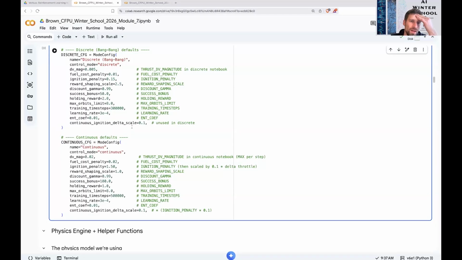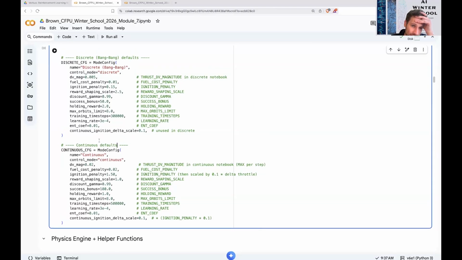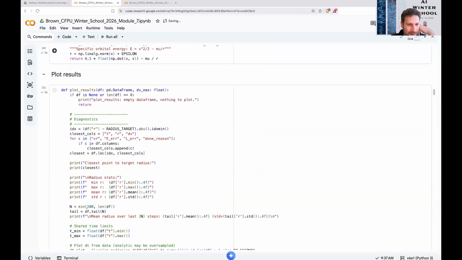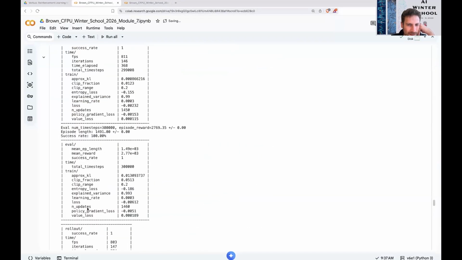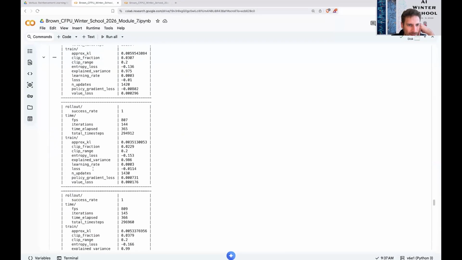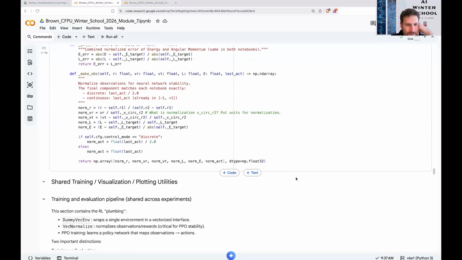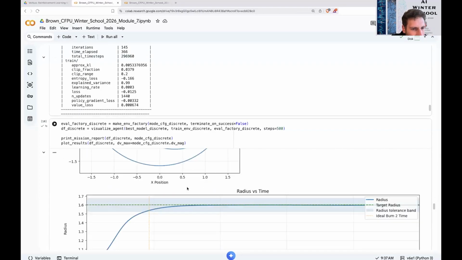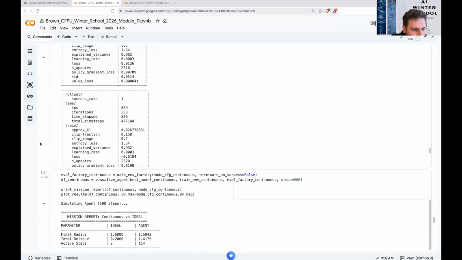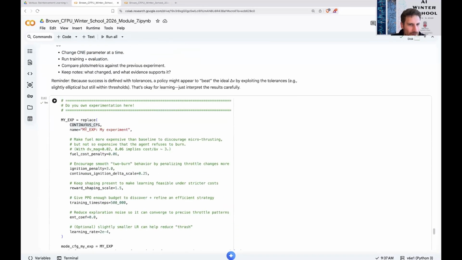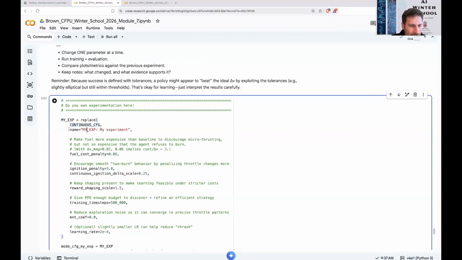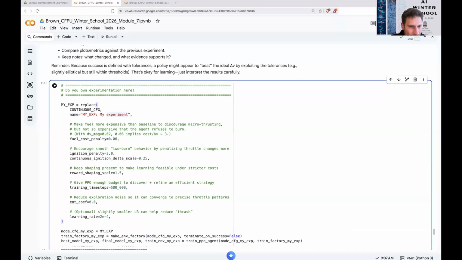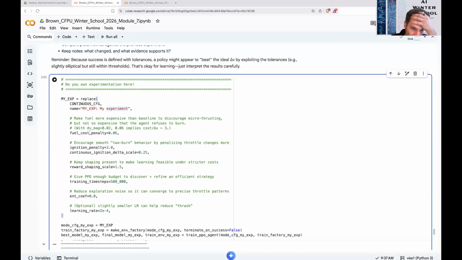So let's say I want to run a continuous config and overwrite a handful of these parameters. That's what I've done in my experiment here. Let's go back to experiment 3. There we go. So basically, I give it the continuous config. I overwrite the name of it, so now I've named it my experiment. And I can choose to do some overwrites here.